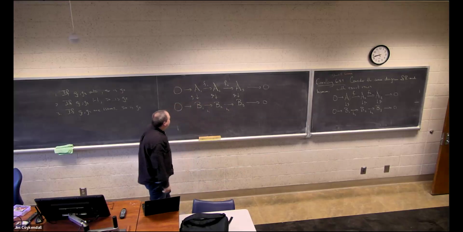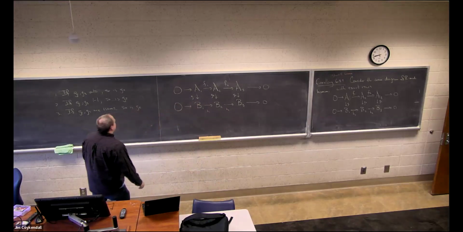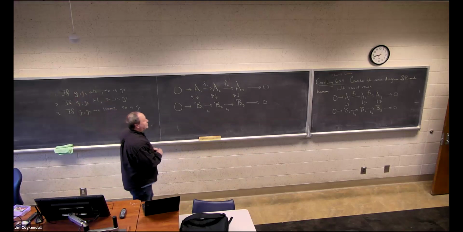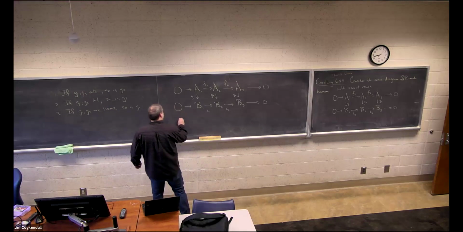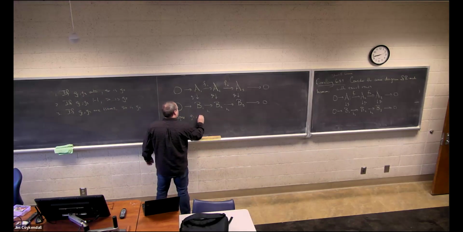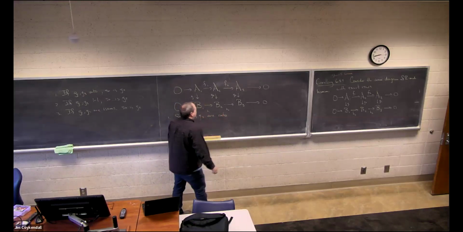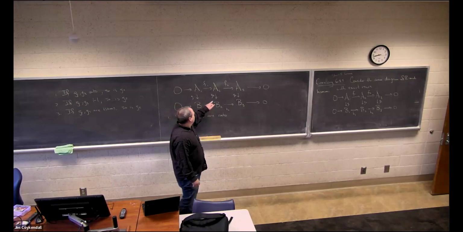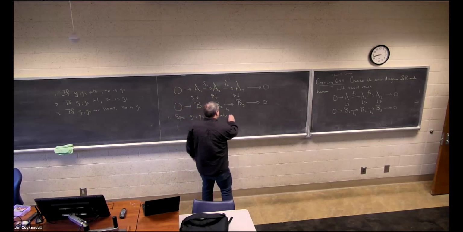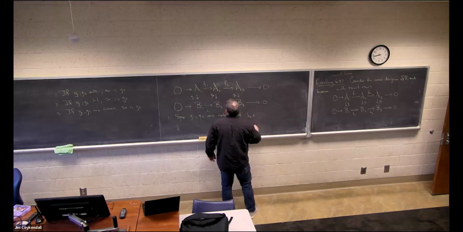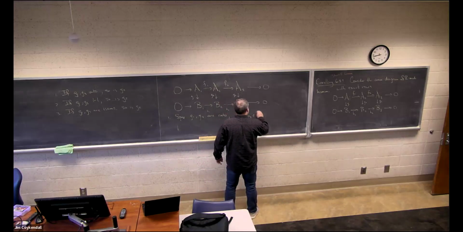Okay. So what do I want to do here? I want to show that if G1 and G3 are onto, so is G2. So suppose G1 and G3 are onto. I want to prove that this G2 is onto. So let B2 be in B2.